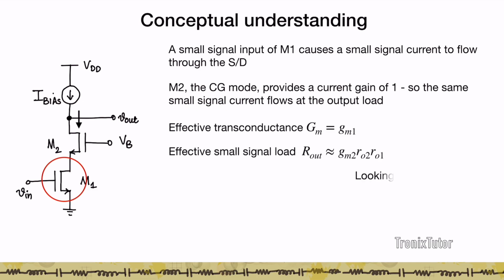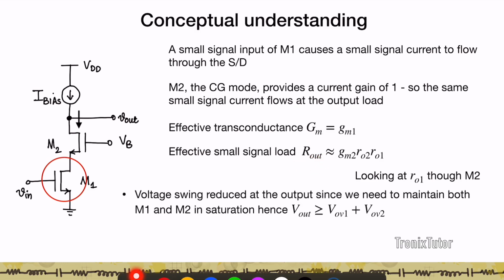What makes the difference, however, is the load. If I look at the load resistance, this is an ideal current source, so infinite resistance looking up. Looking down, to find the load resistance I short the input. So the resistance looking down from the drain of M1 is ro1. But I'm looking at ro1 through the drain of M2, and hence it's going to be gm2 ro2 ro1. So my net output resistance is gm2 ro2 ro1. This is my effective transconductance, this is my effective load resistance, and hence I get my gain to be gm1 gm2 ro2 ro1.